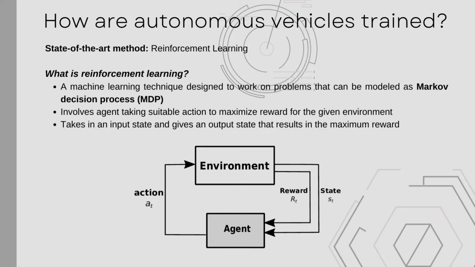RL models take an input state and the current reward and then output the next action that our agent should take. These models can be designed with various algorithms. We will take a look at one of them, which is deep Q learning, for an example.